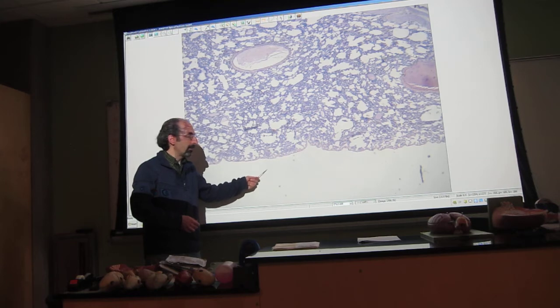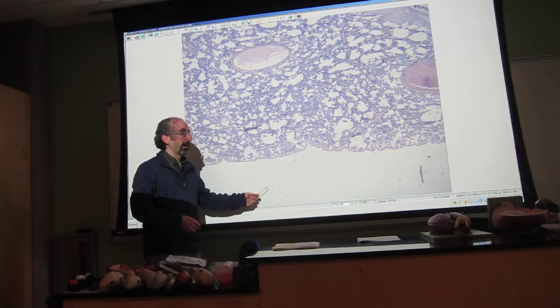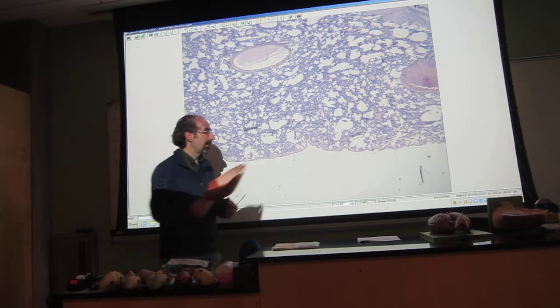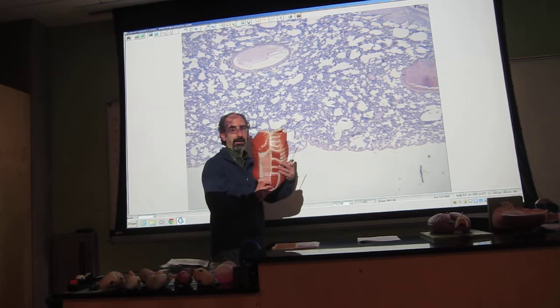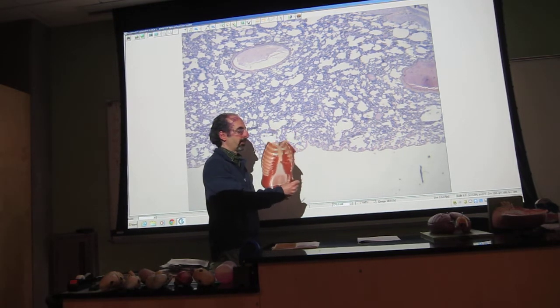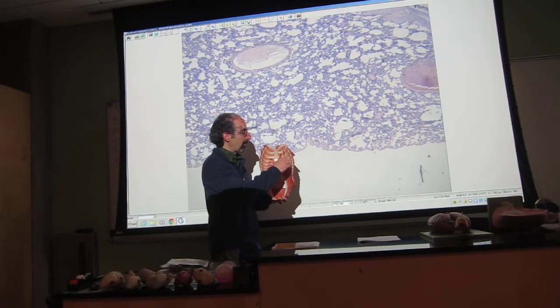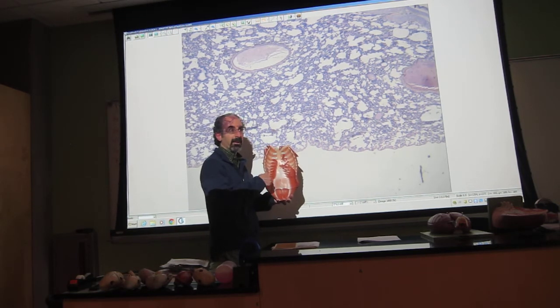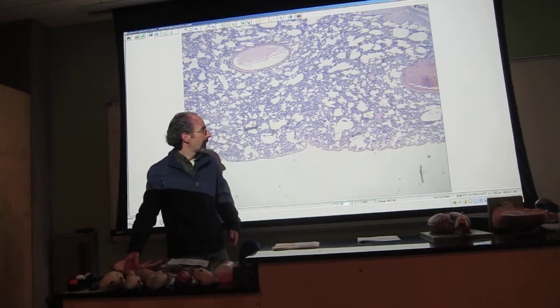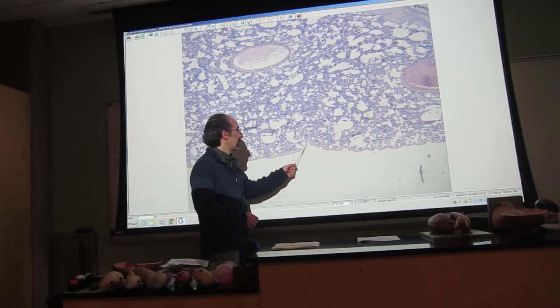This space out here would be the pleural cavity, and the parietal pleura would be lining the inside of your rib cage. Here's the outside of the rib cage. Here's the inside of your thoracic wall. The parietal pleura lies on the inside of your ribs. This is your visceral pleura.